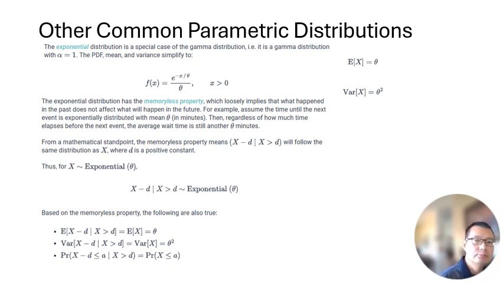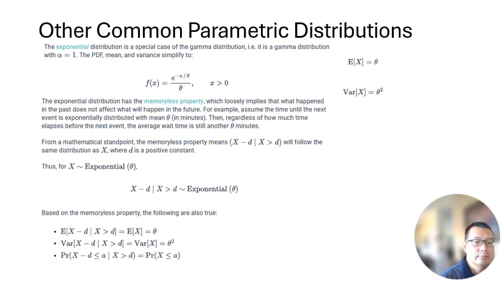For example, assume the time until the next event is exponentially distributed with mean theta. It means that regardless of how much time has elapsed before the next event, the average wait time is still another theta minutes. From a mathematical perspective, the memoryless property means that X minus d, given X greater than d, will follow the same distribution as X, where d is a positive constant.